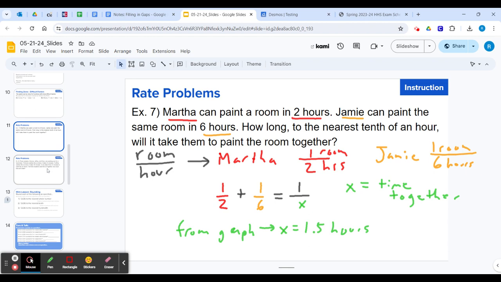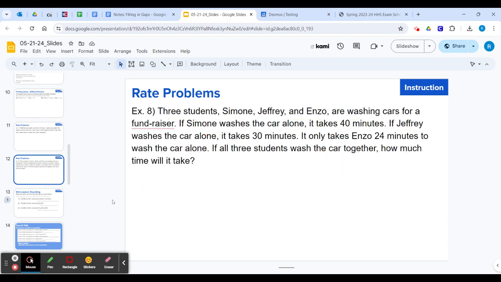So last one, hopefully you can try to set this up on your own. This time we have 3 students, Simone, Jeffrey, and Enzo. They're washing cars. Simone washing the car alone takes 40 minutes. Jeffrey washes the car alone in 30 minutes. Enzo takes 24 minutes to wash the car alone. If we put them all together, how long should it take? We can go through that same thing where Simone is 40 minutes. We know Simone's speed is 1 over 40. They have 1 car every 40 minutes.